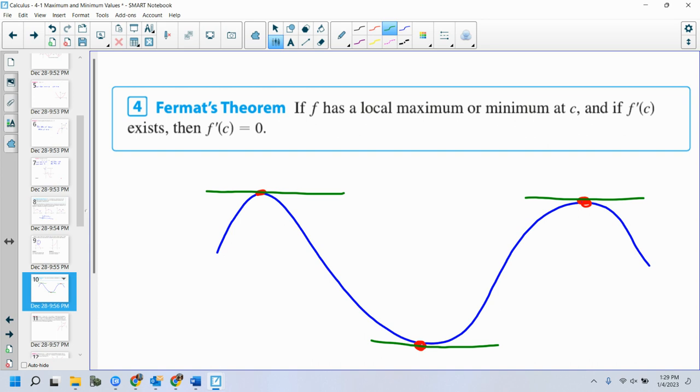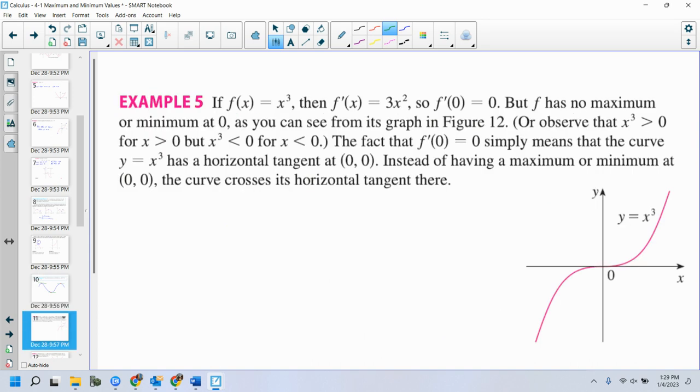Like take, for example, the cubic function. What's the derivative right here? 0. Does it have a local minimum or maximum there? No. This is representing a counterexample to the converse. This is where a derivative equals 0, but there is no local maximum or minimum there. So the converse of Fermat's theorem is not true.